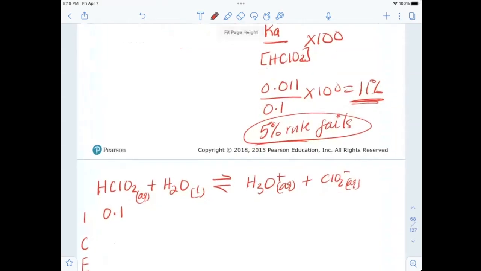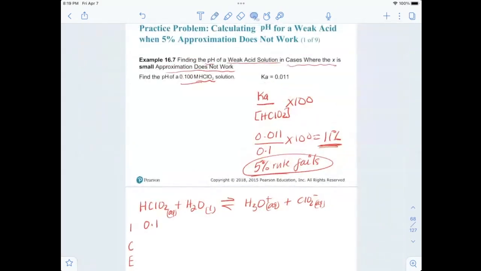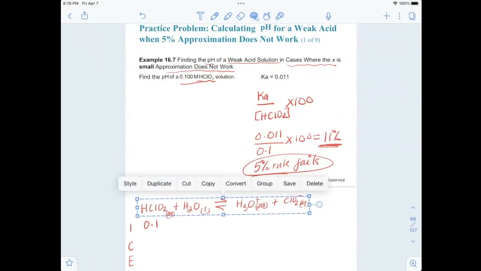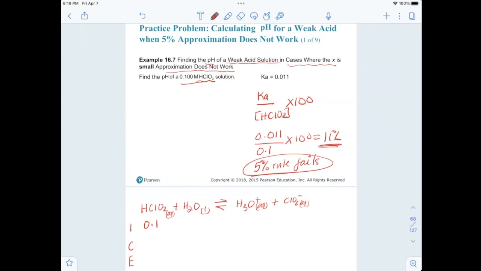Oh, do I even have enough room for this? I can do this. Let me make this slightly smaller. I don't know why I write so big, then I have to decrease the size. Just a little bit. Okay. So Ka here is, where is it?